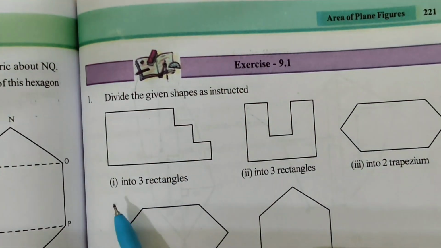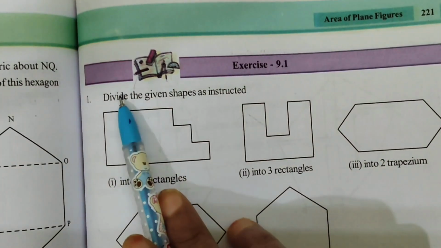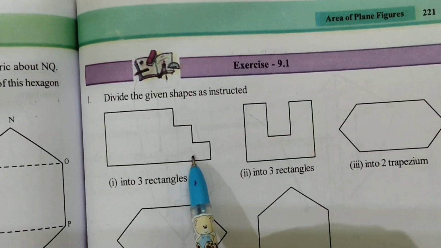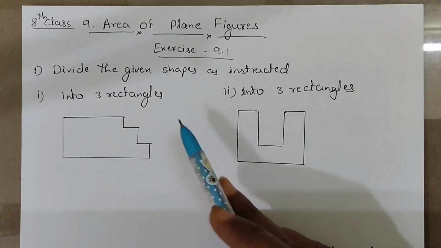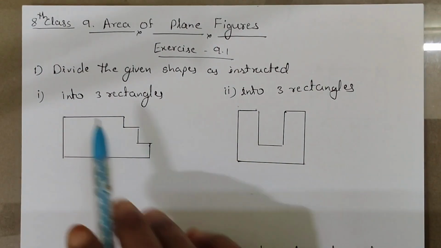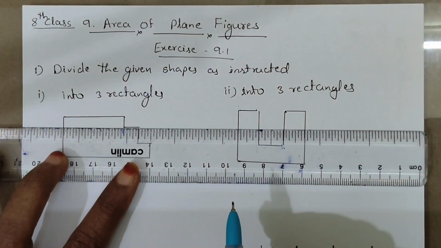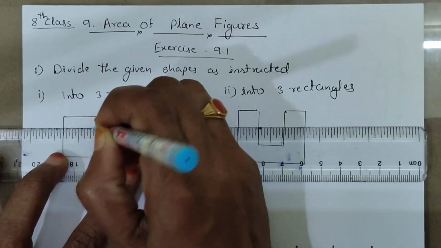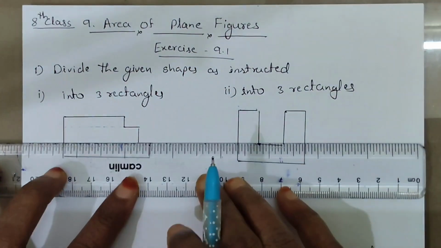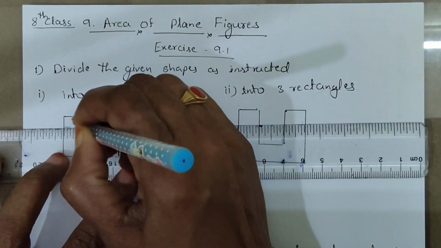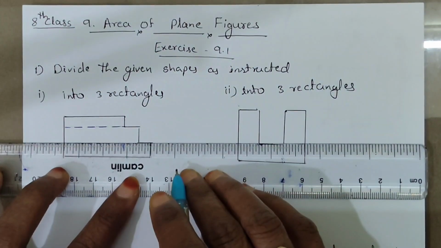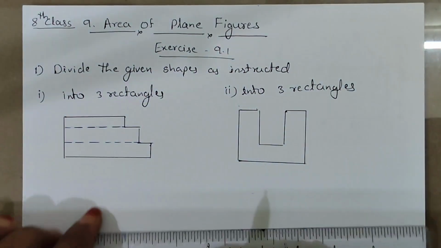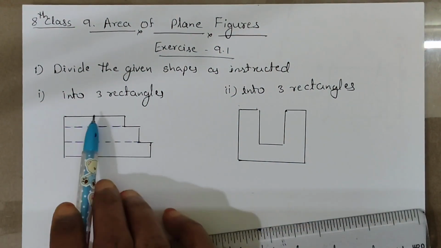Here are some shapes. The first one we divide into 3 rectangles. Now here is the diagram. This diagram is divided into 3 rectangles, so we draw the lines here. We draw one line here, and next, here also we draw one line. Now this diagram is divided into 3 rectangles.